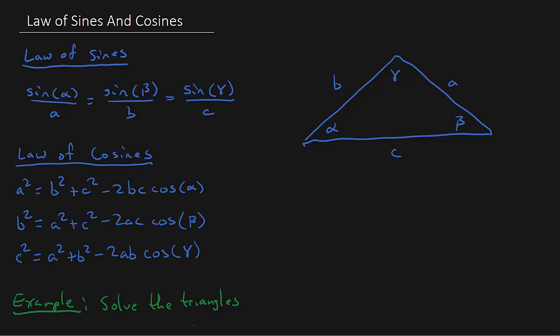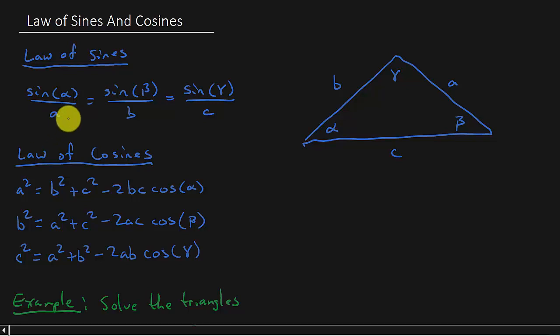All right, so let's go ahead and get started. So we've got the law of sines and the law of cosines. For the law of sines, it says sine alpha over A is equal to sine beta over B is equal to sine gamma over C. And you can see side A is opposite alpha, side B is opposite beta, and side C is opposite gamma.